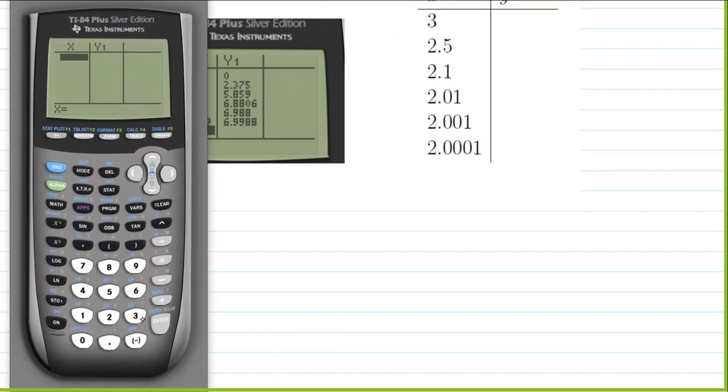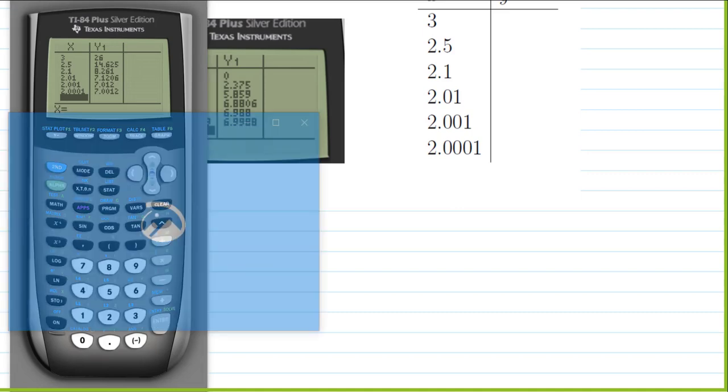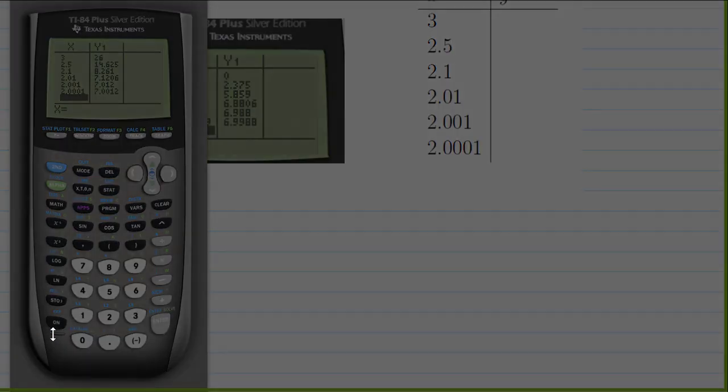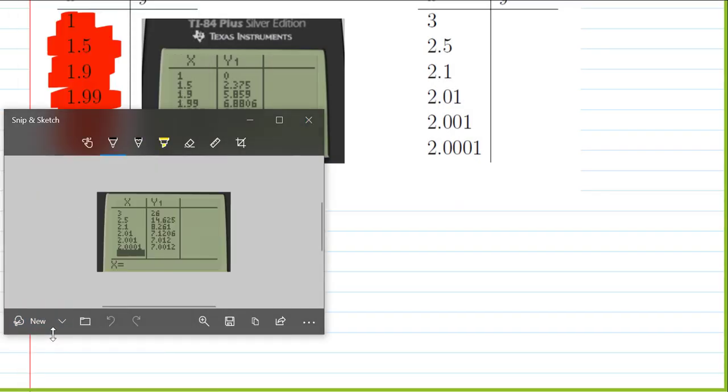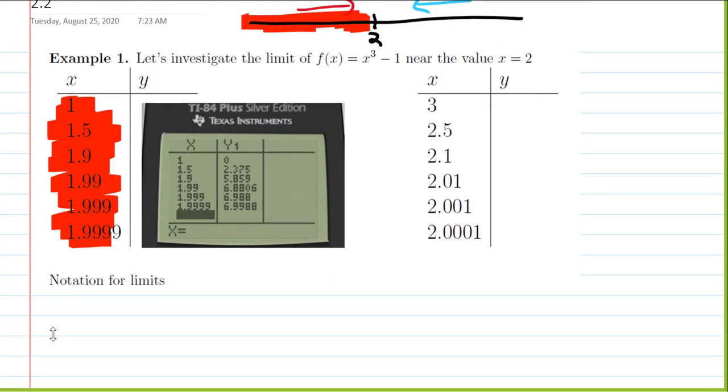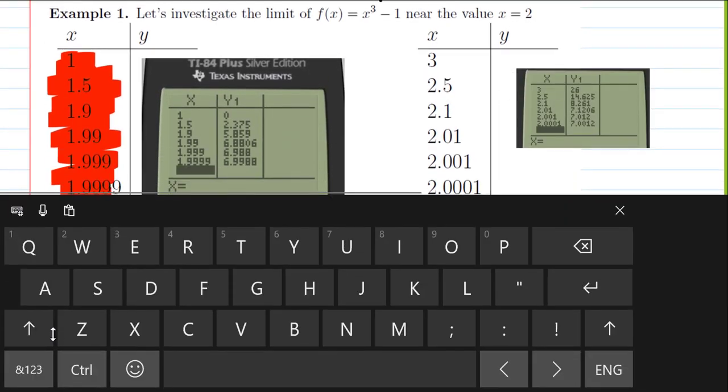So we're going to try 3, 2.5, 2.1, 2.01, 2.0001. And this time we see pretty much the same thing happening, but now we are approaching with x values that are larger than 2.